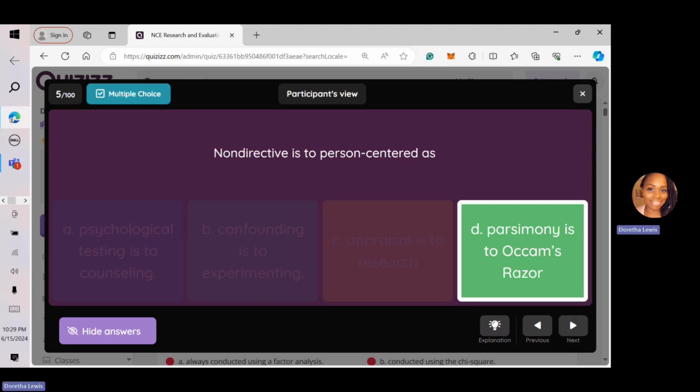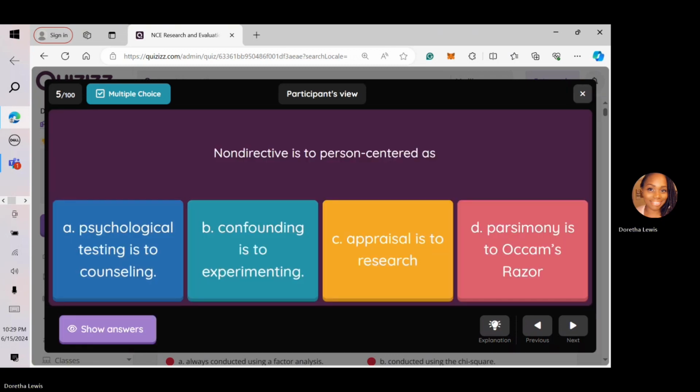And if you chose C, parsimony is to outcomes rating, right? They both have similarities, right? The reason why it wouldn't be C is because appraisal is not research. Appraisal is assessment, and this is research. So they don't go perfectly together, right?